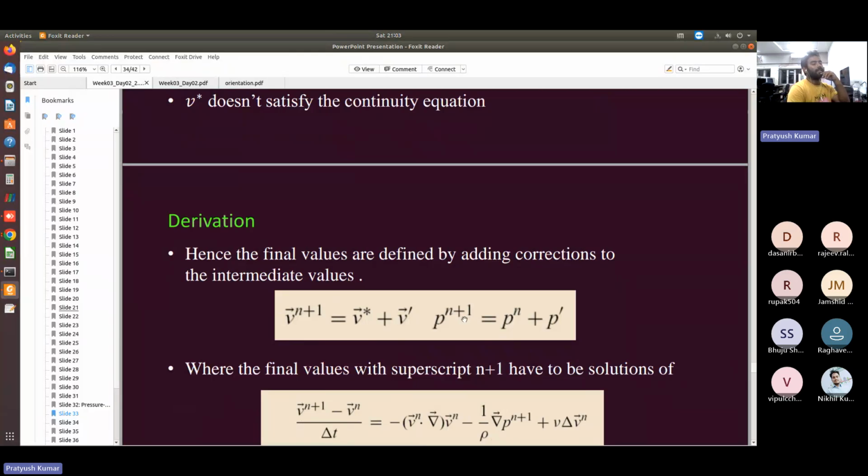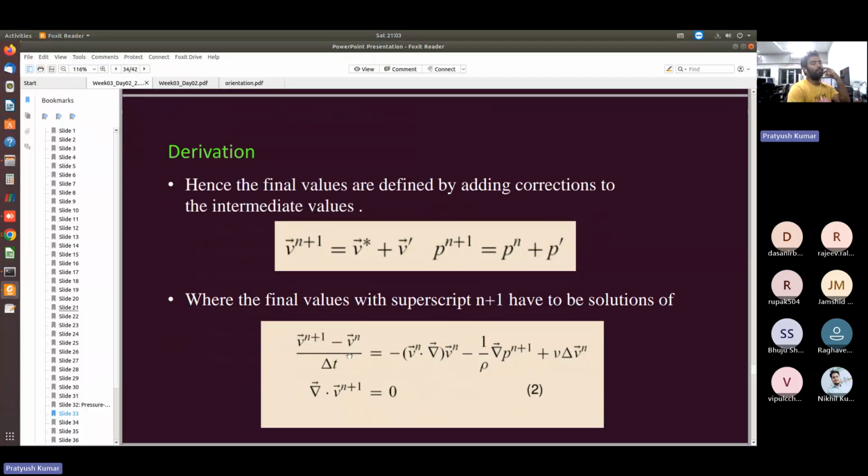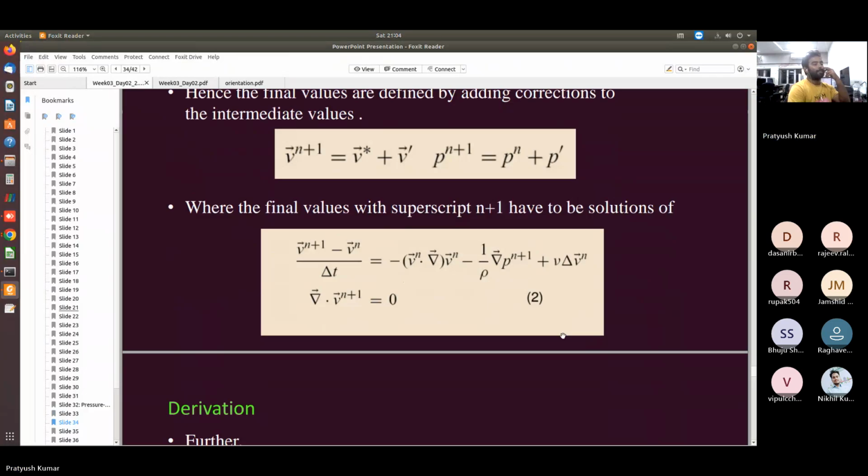Similarly, there is going to be a correction term in the pressure field, P dash, and this gives Pn plus 1. So Pn plus 1 and Vn plus 1 are the final solution. Now we can put this solution, Vn plus 1 and Pn plus 1, into the final momentum equation and the continuity equation. V star is the solution at the intermediate level, which does not satisfy the continuity equation, and Vn plus 1 is the final solution, assuming that V dash is the velocity corrector and P dash is the pressure corrector.